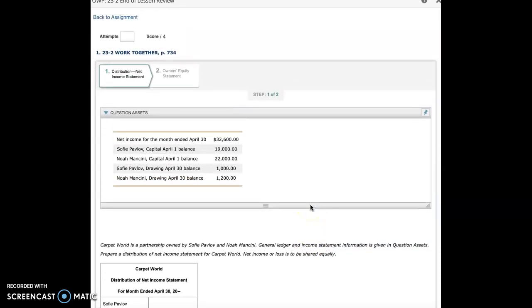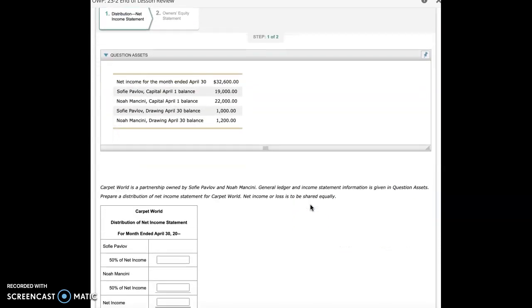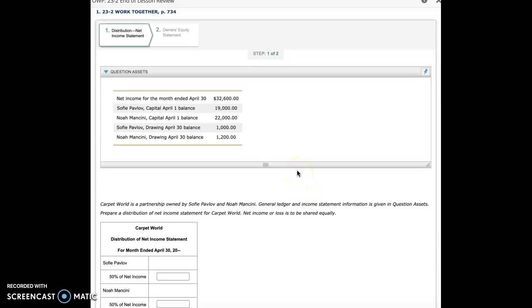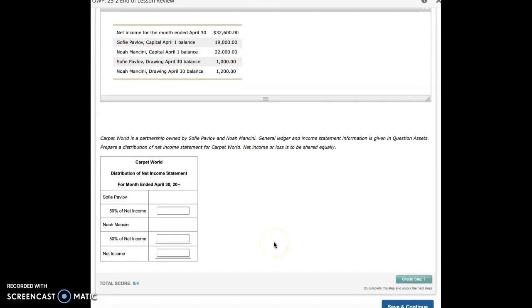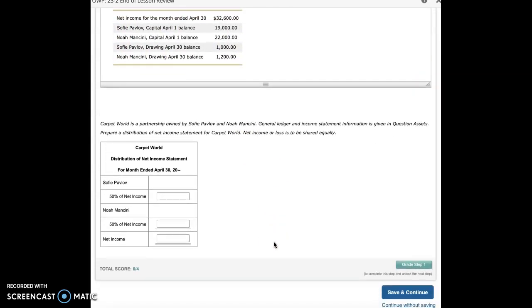All right, so this is 23-2. And so we have two different parts to this. The first part is distribution of net income. So they give us some general information we need up here. And so they tell us Carpet World is a partnership owned by Sophie and Noah. General ledger and income statement information is given in our question assets.